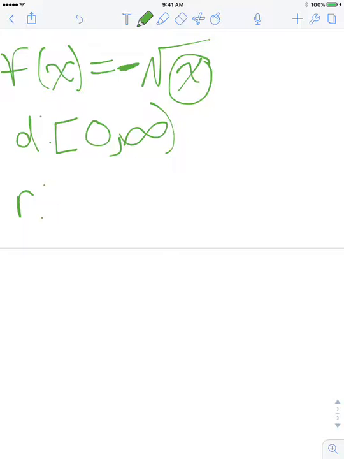I'll give you a few examples. Let's say I had 16. Well, the square root of 16 is 4, and then I have this negative, which is like multiplying by negative 1. So my answer is going to be negative 4.